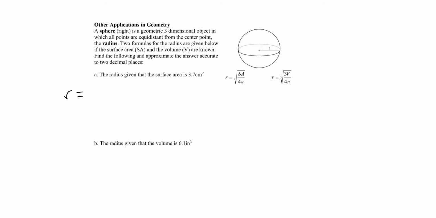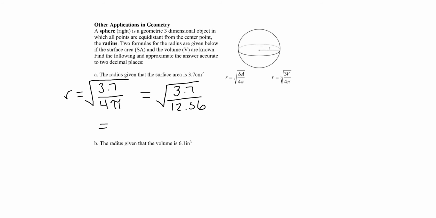So I have the radius is equal to the square root of the surface area, so in our case 3.7, divided by 4 pi. And then we're going to do the math. We're going to work under the radical first. That's like our parentheses. So I'm going to multiply 4 times pi, and I'm going to do 4 times 3.14. It just makes life a little bit easier instead of using the pi button on the calculator. So it's going to give me 3.7 divided by 12.56. And again, we're approximating, so it's okay to use the 3.14.